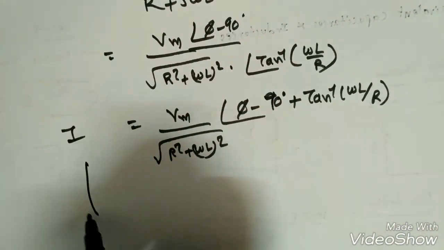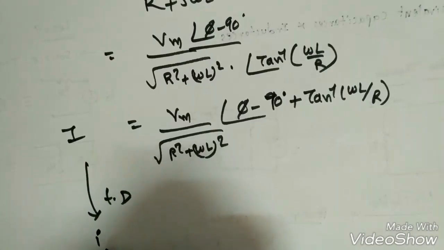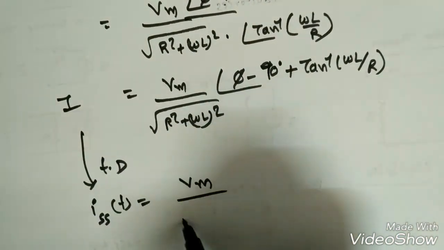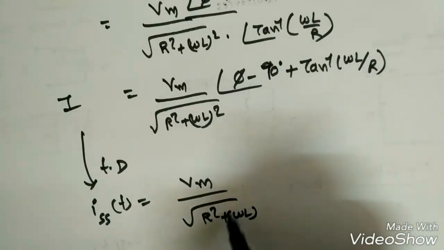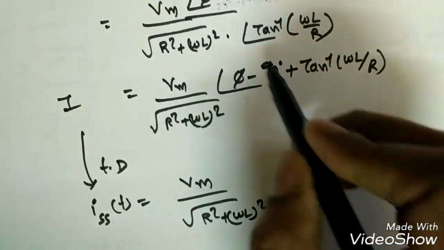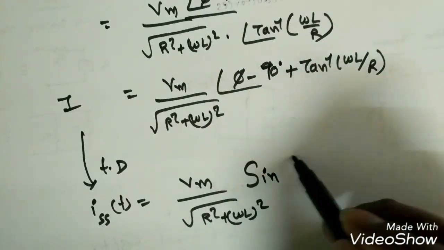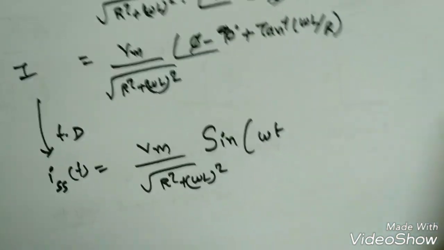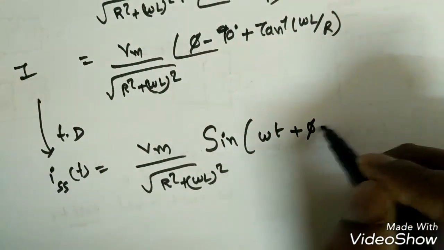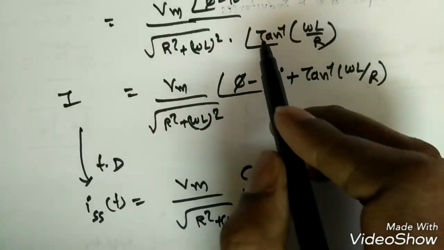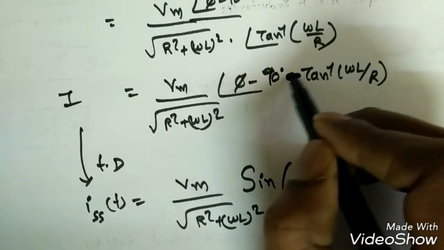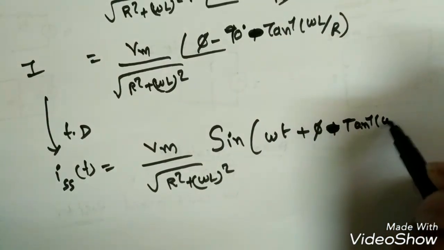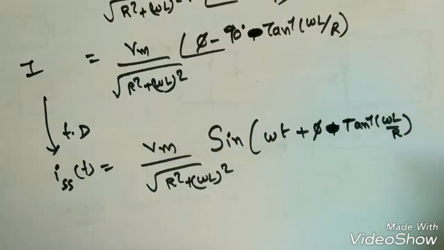Now this is in the phasor domain. If I convert into the time domain, I steady state of t is equal to magnitude, that is Vm by square root of R square plus omega L whole square. For this angle, we need to find the sine. So sine of omega t, see this is theta minus 90, so only we will write theta, that is plus pi. If this plus is going up, it will become minus tan inverse omega L by R. So minus tan inverse omega L by R. So this is the steady state response.